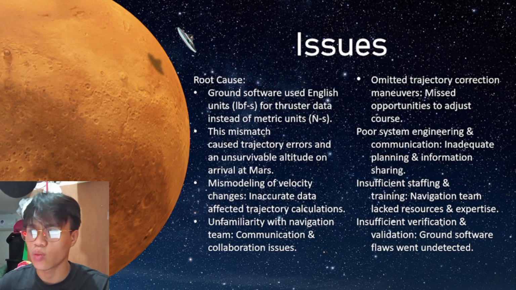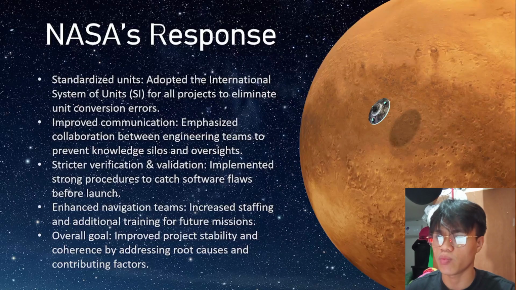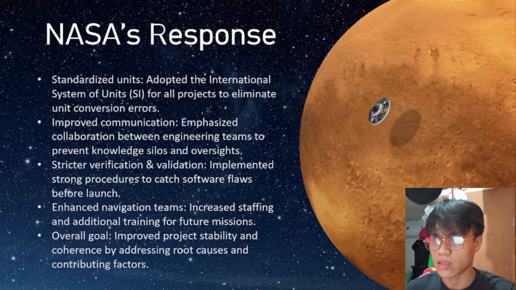Space organizations can work to assure the success and safety of upcoming spacecraft missions by taking measures and learning from these contributing elements. So, those are the responses of NASA. Another is that NASA took immediate corrective measures in the aftermath of the Mars Climate Orbiter spacecraft disaster to ensure that such occurrences would not happen again.